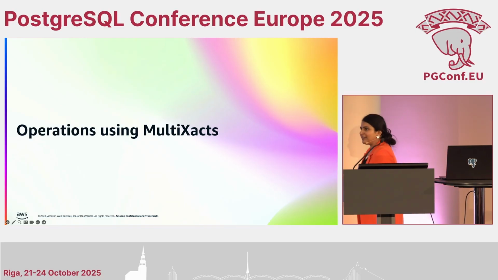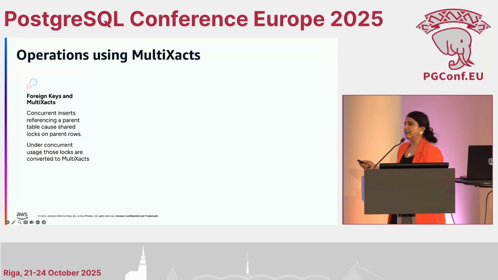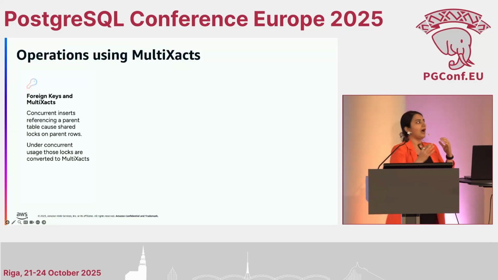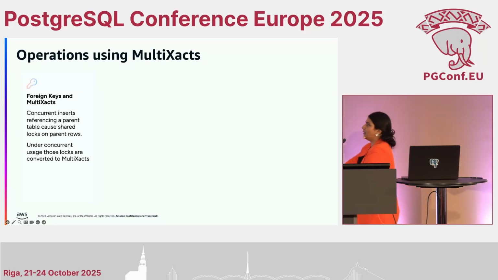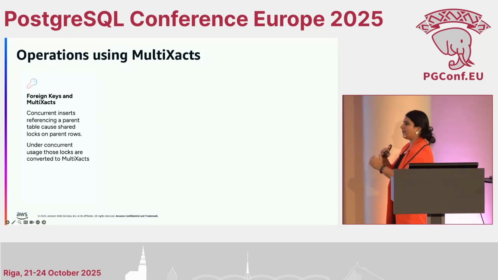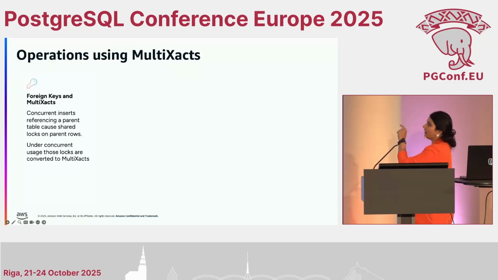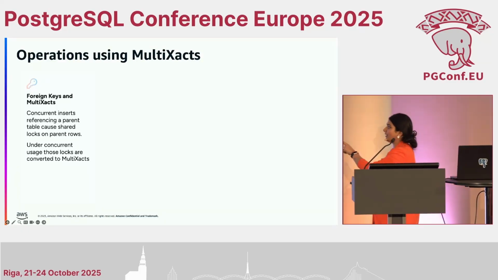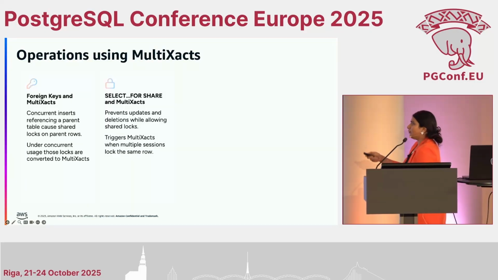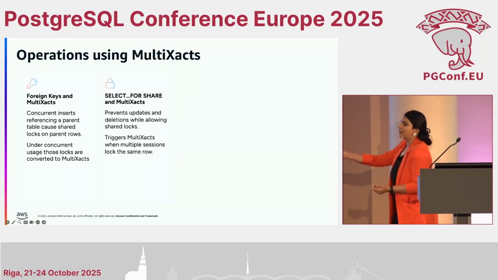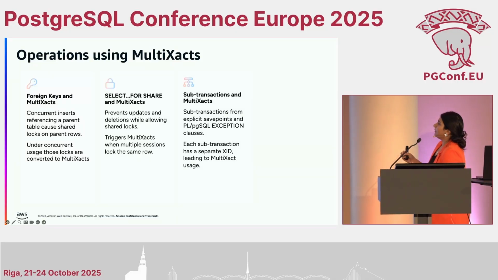Operations which use multi-exacts: foreign keys. Whenever you are accessing rows in the child table that reference rows from the parent table, it will lock those rows in the parent table, and concurrent access will use multi-exacts. Select for share is exactly what is used by the foreign keys, and that's how you will have the multi-exacts.